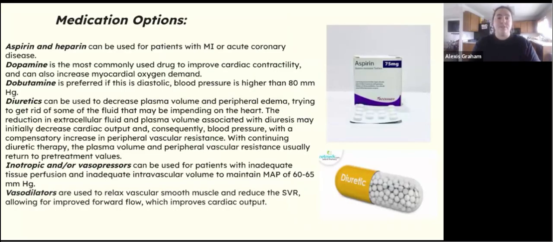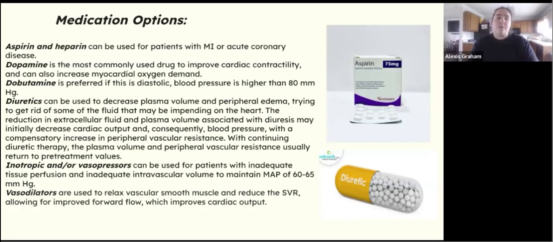Diuretics can be used to decrease plasma volume and peripheral edema, trying to get rid of some of that fluid that may be impeding on the heart. The reduction of extracellular fluid and plasma volume associated with diuresis may initially decrease cardiac output and consequently blood pressure, with a compensatory increase in peripheral vascular resistance. With continuing diuretic therapy, the plasma volume and peripheral vascular resistance should usually return to pre-treatment values.